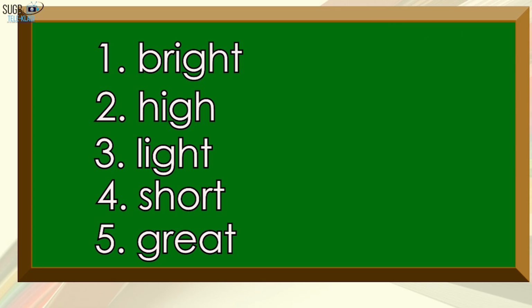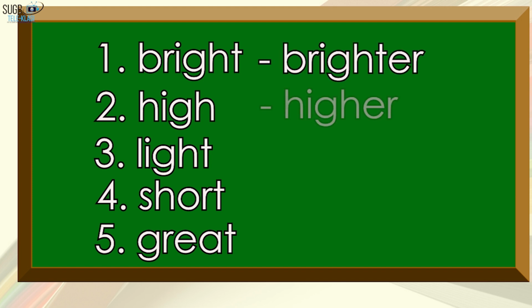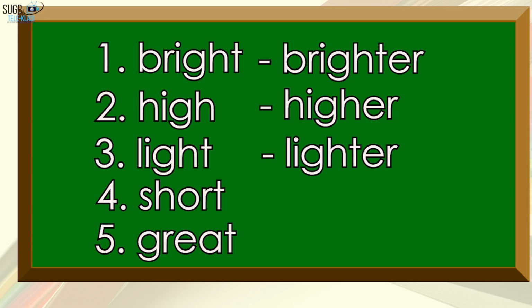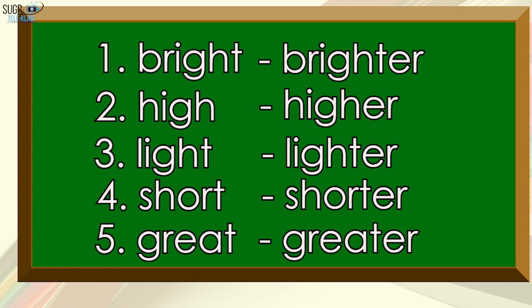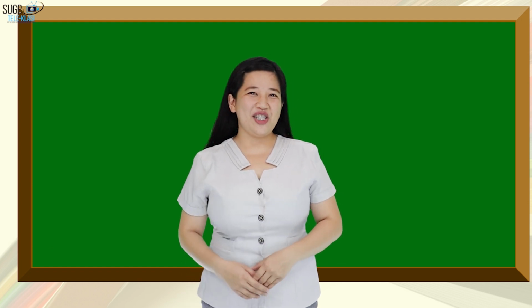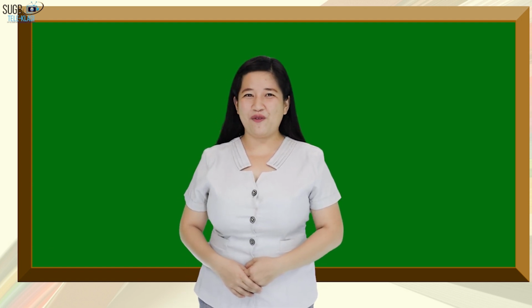Let's check your answers. For number 1, the answer is brighter. For number 2, the answer is higher. For number 3, the answer is lighter. For number 4, the answer is shorter. For number 5, the answer is greater. If you have the same answer as mine, give yourself a round of applause. You guys did a great job in changing one-syllable adjectives to its comparative form.